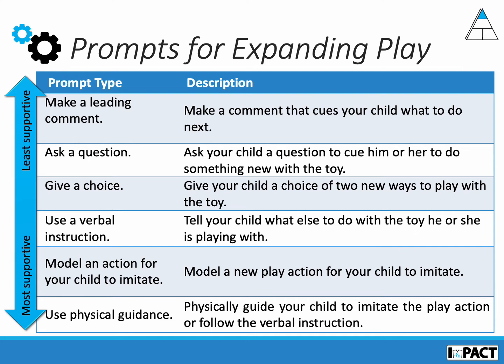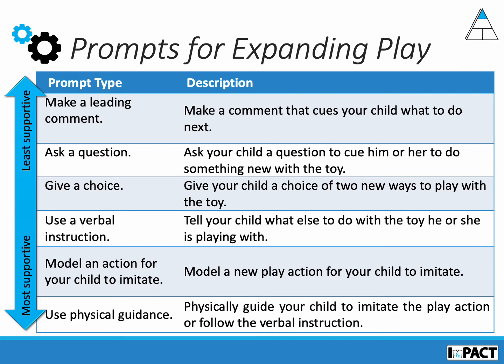You can teach your child to play more creatively by using a verbal instruction to tell your child something else to do with a toy. For example, if your child is pushing a train, offer your child a toy tiger and say, "Give the tiger a ride." Be sure to follow your child's leads and give directions centering around the child's activity of choice. This prompt is helpful for children who may have difficulty responding to the less supportive prompts.